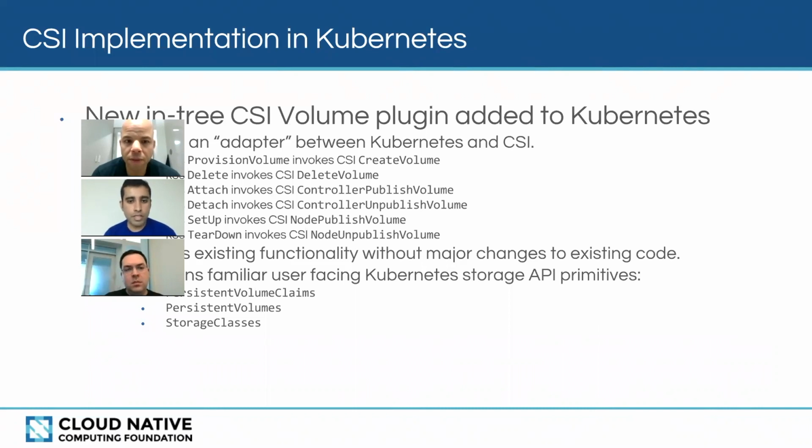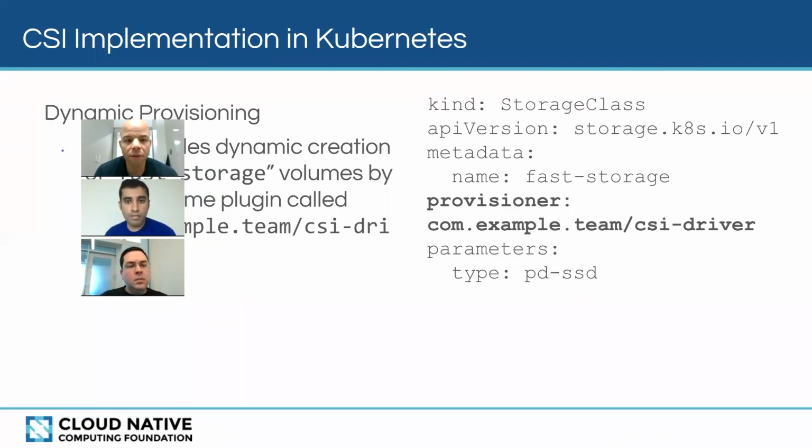That means using storage API primitives like persistent volume claims, persistent volumes, and storage classes. Next slide. So I'm going to walk through really quickly what that would look like to an end user, to an application developer who's trying to deploy their application on Kubernetes. So first thing is they want to dynamically provision a volume.